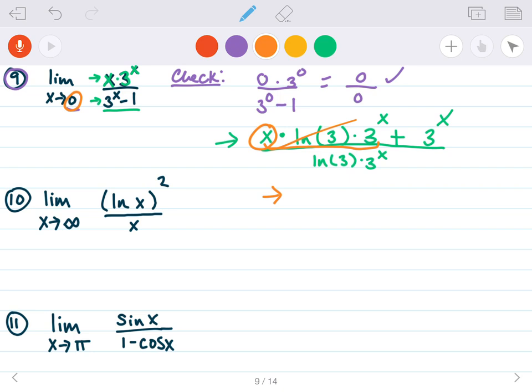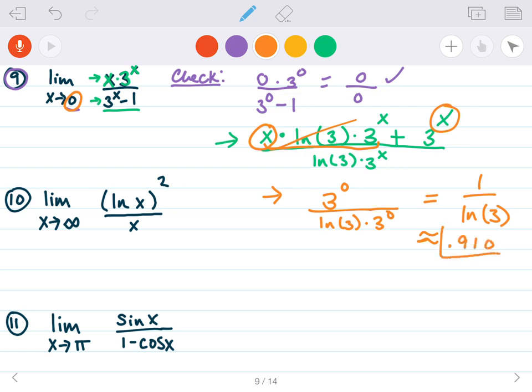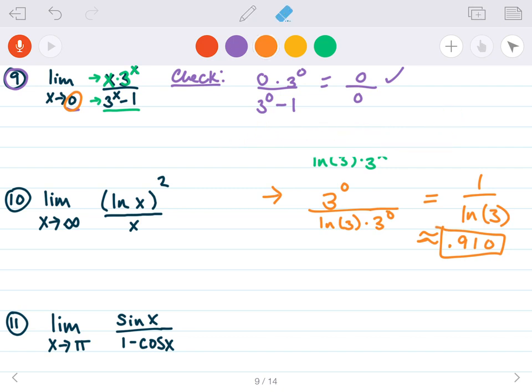Then if I plug in 0 here, I get 3 to the 0 over ln of 3 times 3 to the 0. Well, 3 to the 0 on top gives me 1, and on the bottom as well. So whatever ln of 3 is, let's get an approximation for this. Putting it in my calculator, 1 over ln of 3, I get approximately 0.910 is my limit here. Okay? All right, so I'm going to move on to number 10.